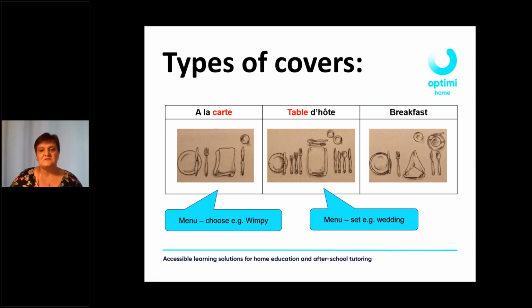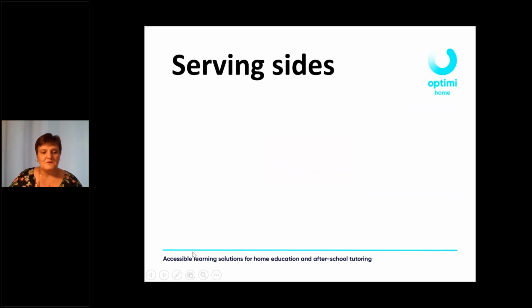Then we get a breakfast cover, and that's actually very easy to identify, because normally you will get like yogurt and porridge. So you will have a spoon and a coffee or tea cup on your cover. So that is the difference between the 3 types of covers. So now also important is that we have to look at the serving sides of the different items before we can lay the table. That will help you a lot to understand where you must serve which items, and also place it on the cover.